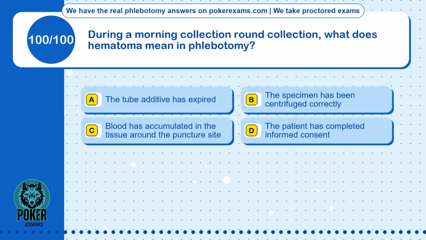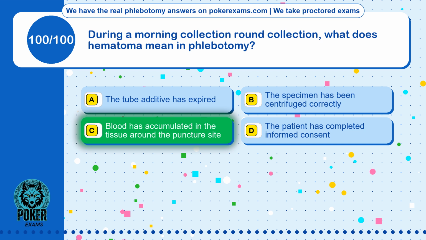Question 100. During a morning collection round collection, what does hematoma mean in phlebotomy? Option A. The tube additive has expired. Option B. The specimen has been centrifuged correctly. Option C, blood has accumulated in the tissue around the puncture site. Option D. The patient has completed informed consent. The correct answer is option C.